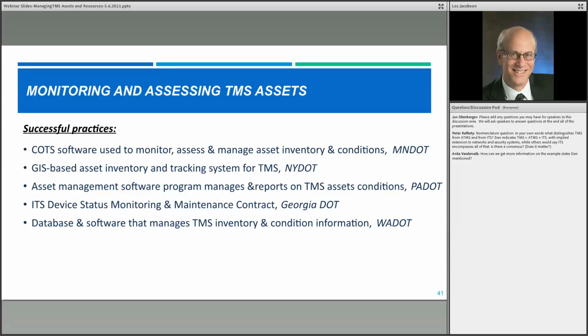Dan mentioned that GDOT has a good asset management system. They also have the device monitoring and maintenance contract, as he mentioned, with some SLAs. So they're a good one to look to for those sorts of things. And then database and software that manage TMS inventory and condition information from Washington State DOT.